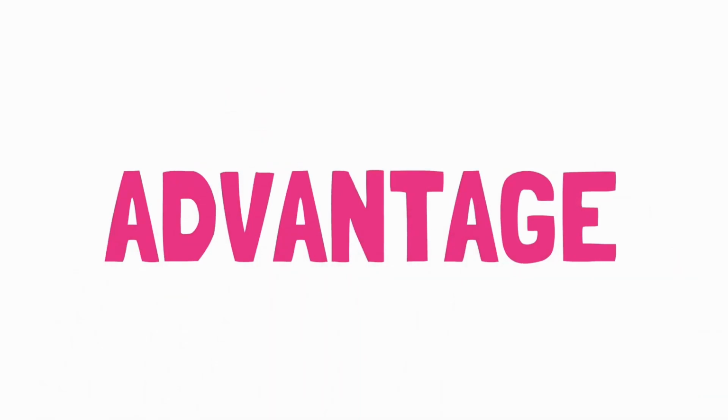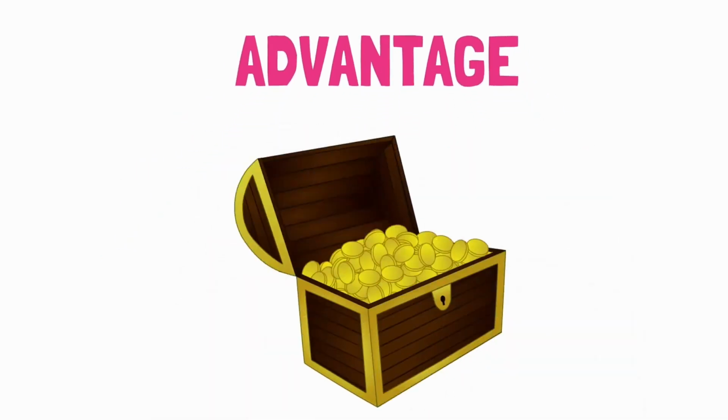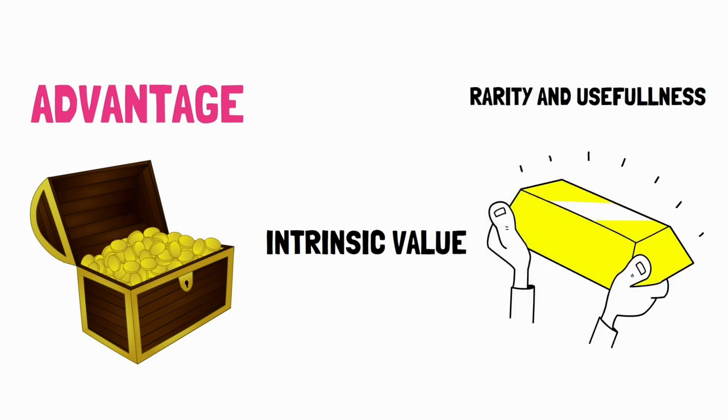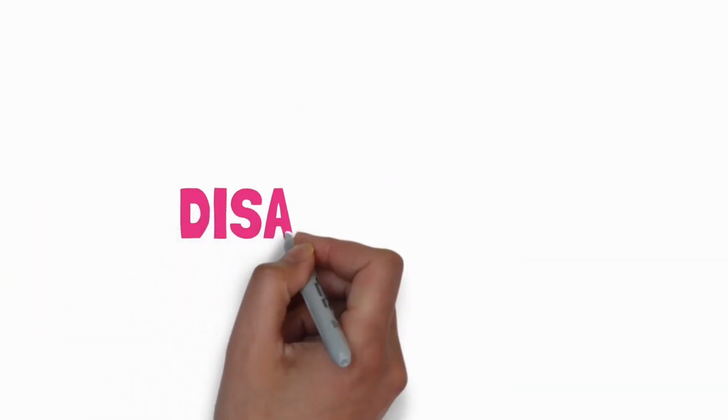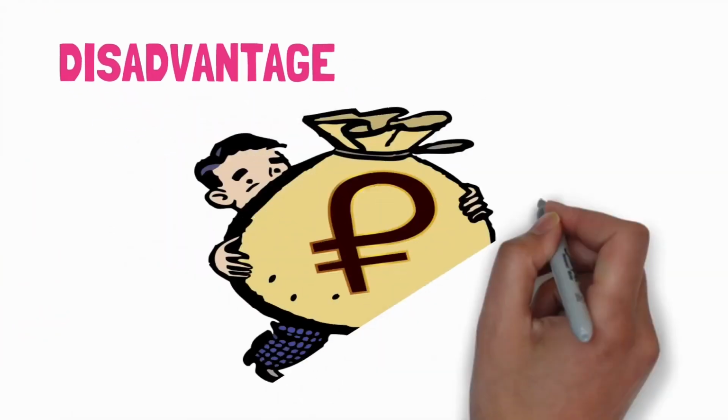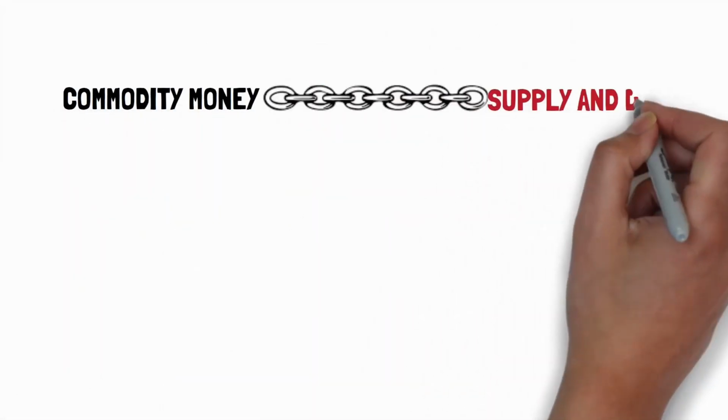The main advantage of commodity money is that it is more stable and less prone to inflation than fiat money because it is backed by something tangible and scarce. The main disadvantage of commodity money is that it is bulky, difficult to transport, store, and divide, and subject to fluctuations in supply and demand.